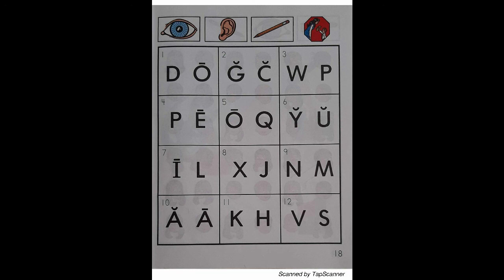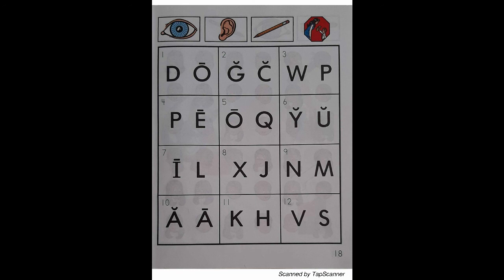Look at the letter in box 5. Listen as I say the sound of the letter. K, quail, K. With your pencil, circle the letter that reads K. Look at the letter in box 6. Listen as I say the sound of the letter. Y, yuck, Y. With your pencil, circle the letter that reads Y.